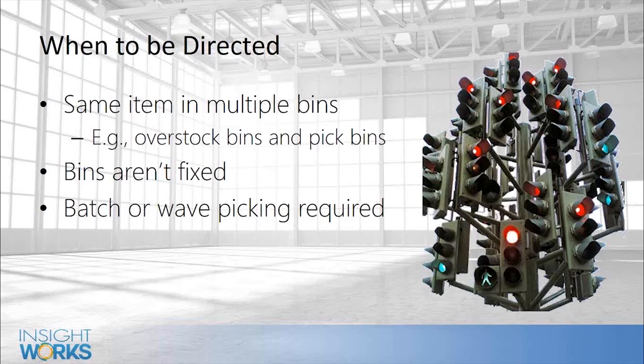We have the same item in multiple bins where you want the system to be able to tell you where to put the product. So you get a pallet in, put that in overstock, and don't try and put that in a pick bin, right? That type of thing, where your bins aren't fixed. In other words, I receive product in, I can randomly put it anywhere in the warehouse. Well, a directed put away will do that for you. It'll find a spot in the warehouse for you to put that, even if you've never had that product in that bin before. So non-fixed bins is a good use for directed put away.